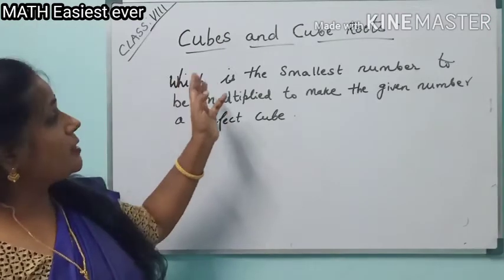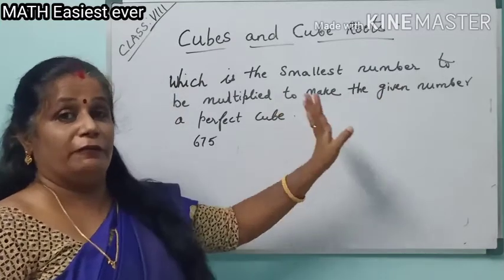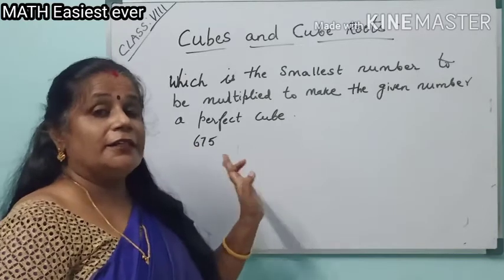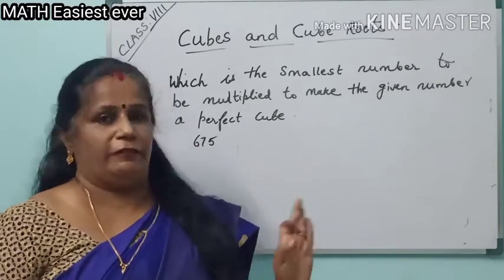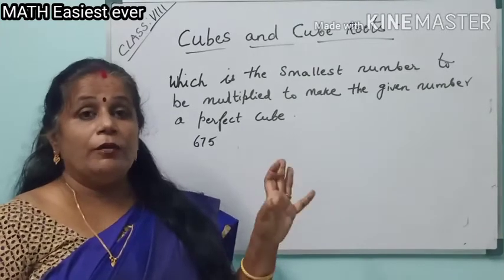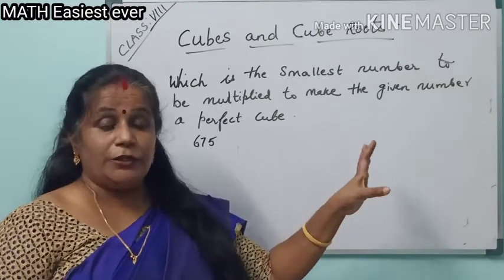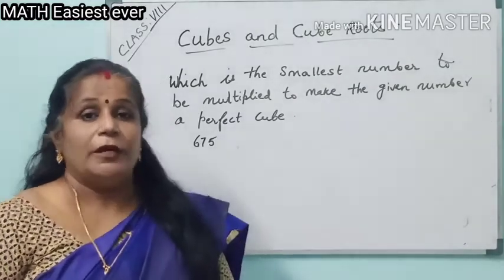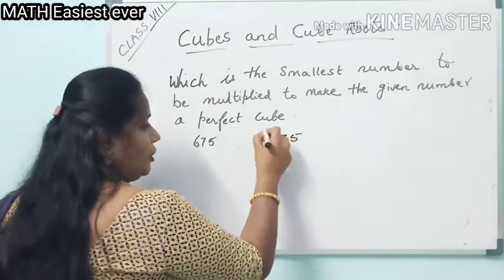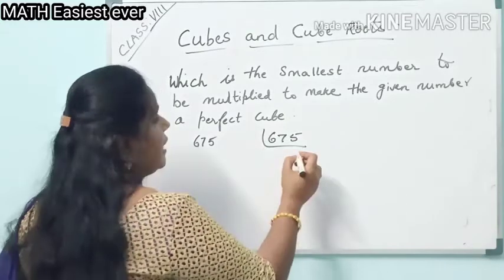Next, which is the smallest number to be multiplied to make the given number a perfect cube? Say for example 675. 675 is not a perfect cube. You have to make it a perfect cube. How do you make it a perfect cube? So for 675, as usual, we have to do the L division. So how do you start?